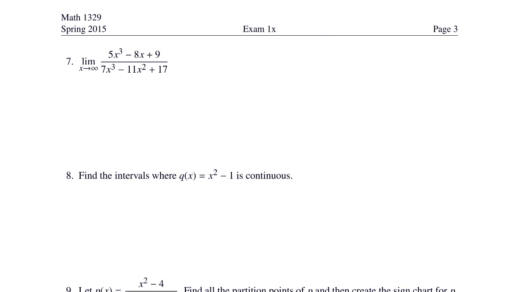Problem 7 is the limit as x goes to infinity of this rational function. Again, the limit as x goes to infinity is referring to the horizontal asymptote or end behavior, if it exists. Here we'll use our rules that we talked about in class. We look at the degree of the numerator and the degree of the denominator. Here those degrees are the same, so the answer is the ratio of the lead coefficients. We're looking for the exact answer, 5 over 7.